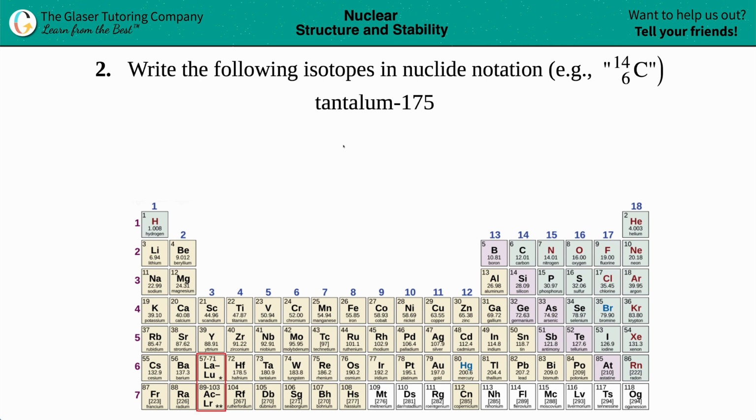2. Write the following isotopes in nuclide notation. For example, they give us a 14 on the top, a 6 on the bottom, and a C. So we basically have to mimic this style for tantalum-175. Okay, so for our example, we have an elemental lettering going on here.